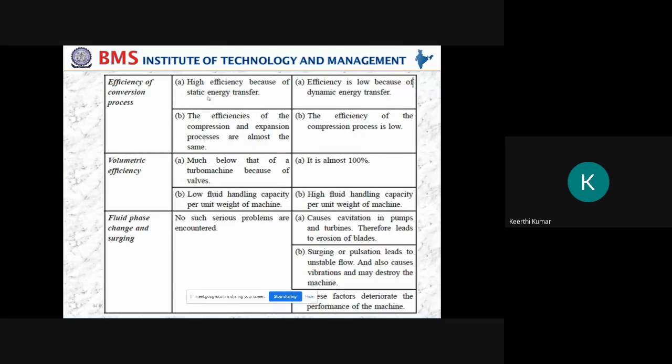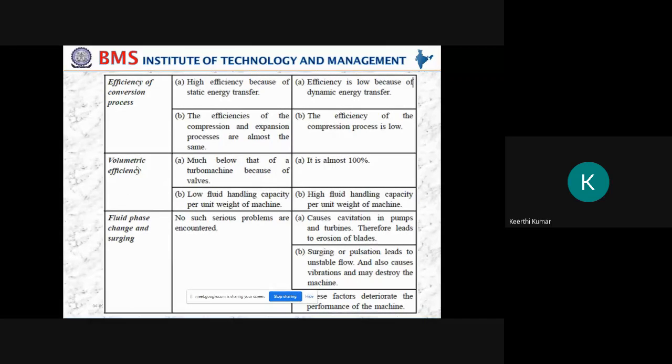Higher efficiency because of static energy transfer in the positive displacement machine. In a turbo machine, efficiency is low because of dynamic energy transfer. Remember, if there is any dynamic energy transfer, efficiency is low. If there is any static energy transfer, efficiency is higher. Then, the efficiency for compression and expansion processes are almost the same. On the other side, the efficiency of the compression process is low.